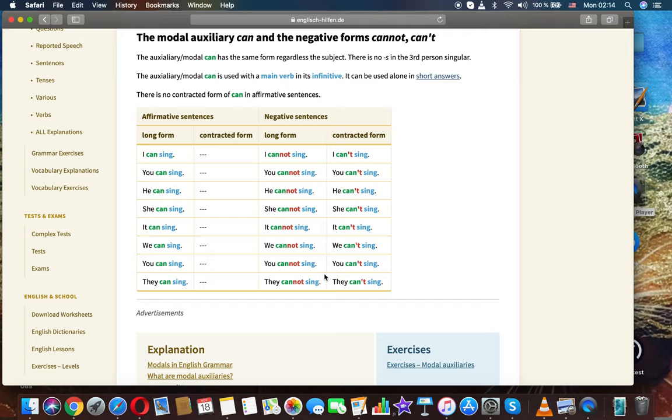There is no s in the third person singular. The auxiliary modal can is used with the main verb in its infinitive form. It can be used alone in short answers. There is no contracted form of can in affirmative sentences.